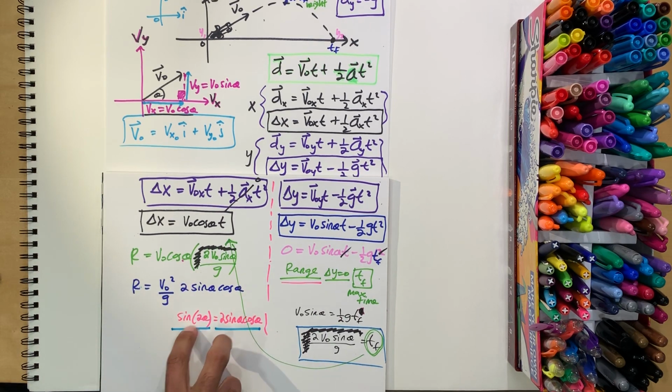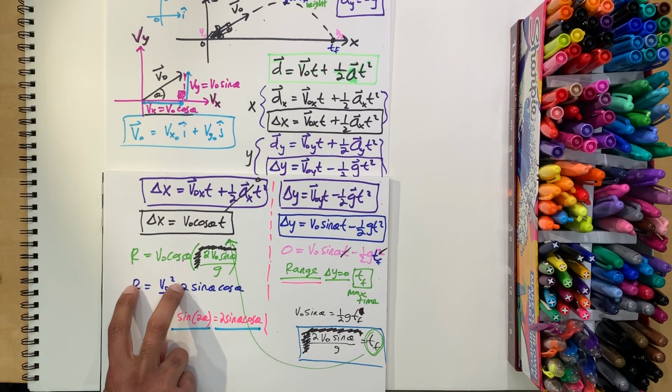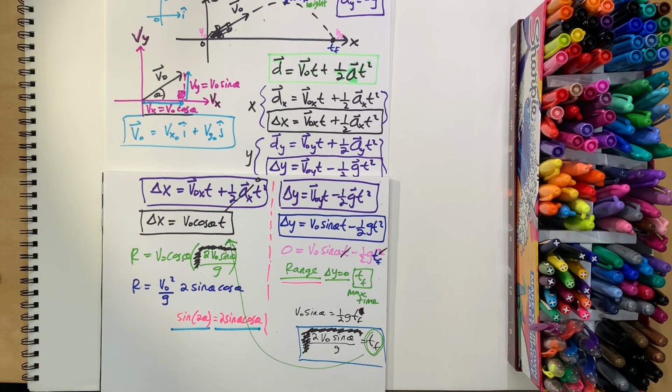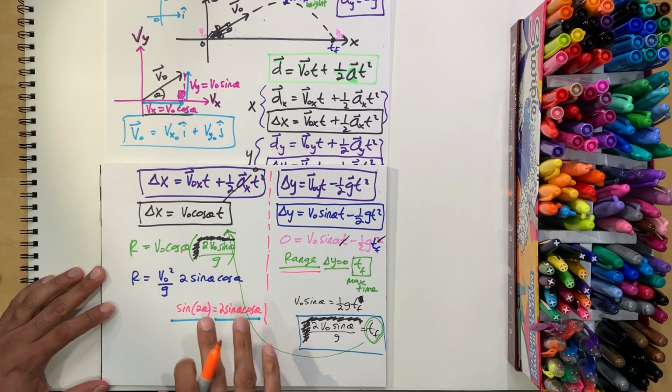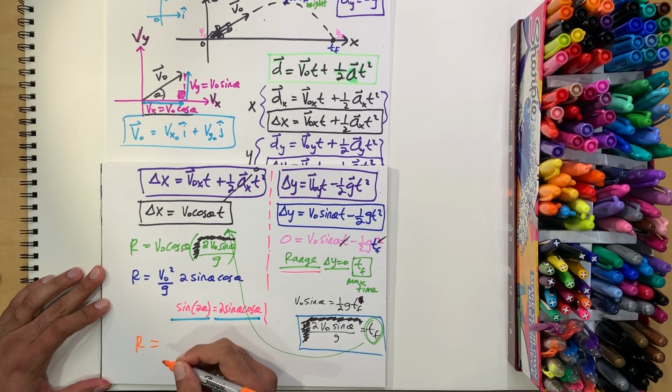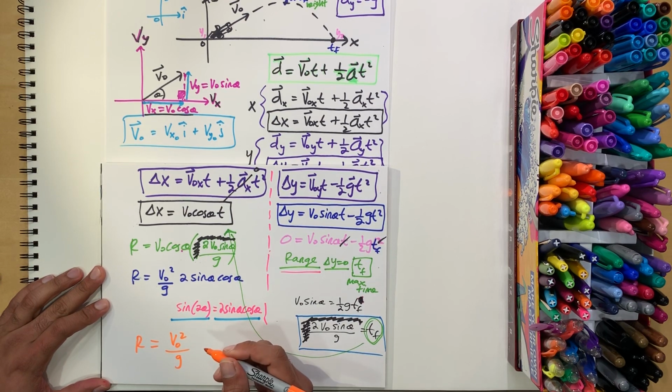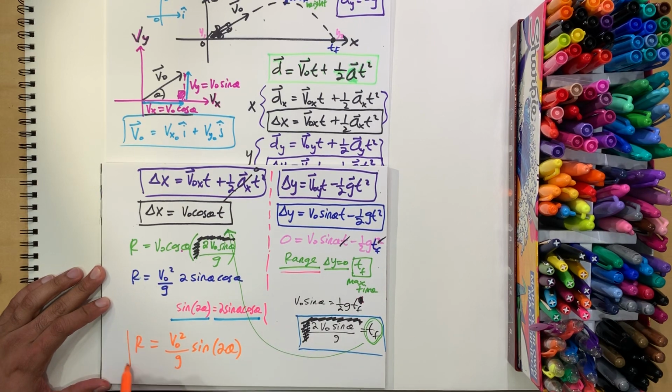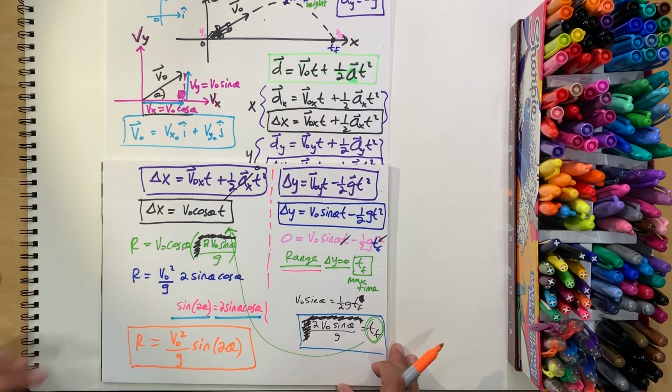Changing this to this identity, now we can make this a little more elegant. And let's choose an elegant color. I'm not sure if this is elegant, but we're going to change this now to the identity, and we have finally range is equal to V initial squared over G sine of 2 theta. Let's see if you guys can see that. Yeah, perfect. Right, so yeah, that's it.